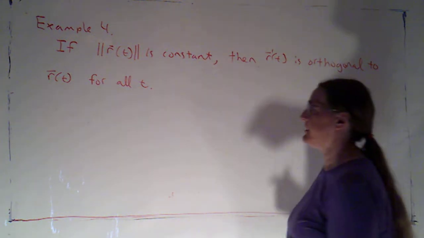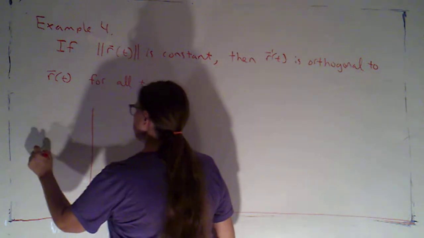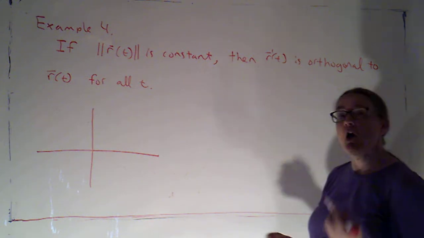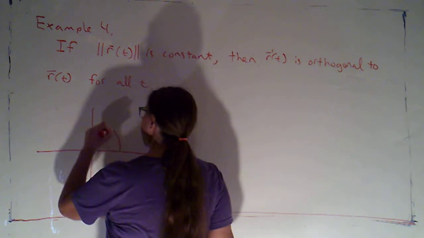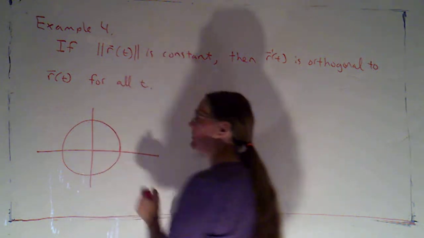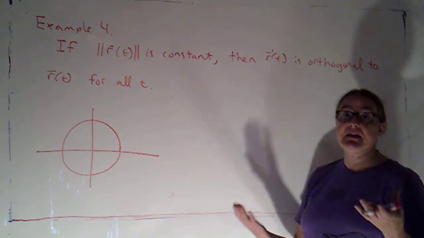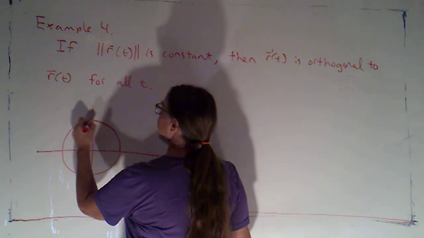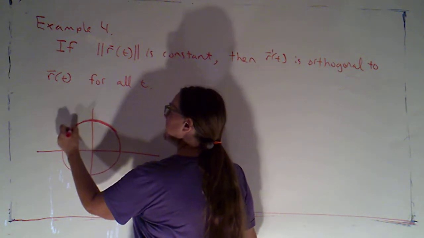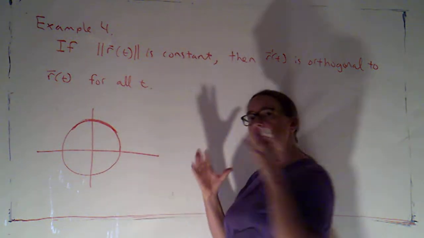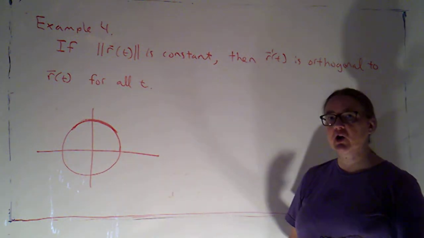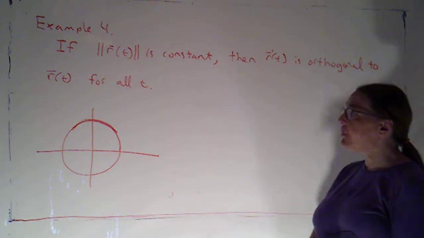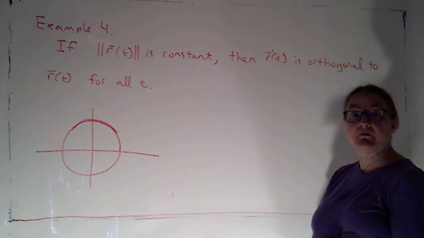But if the magnitude of r of t is constant and non-zero, that gets a little bit more interesting. Now in 2 space, if the magnitude of my vector function is constant, what that means is that the graph of that vector function has to lie on a circle. Now it doesn't necessarily have to be the entire circle. It could be part of the circle. I could be tracing the circle and I could just go back and forth over part of it again and again. But the graph would be all or part of the circle.